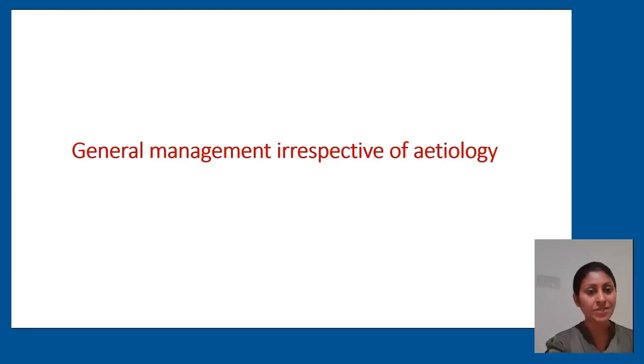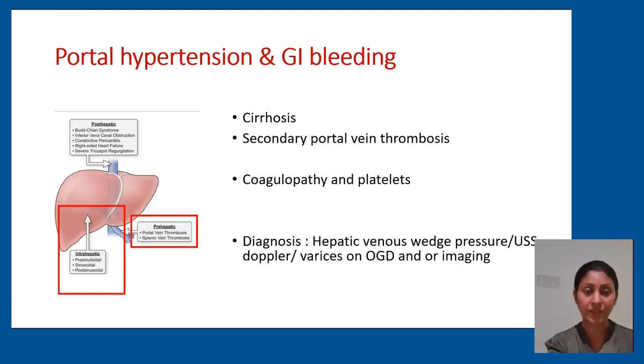So let's now look at the general management, irrespective of the etiology. What would we do irrespective of the fact that we find the etiology or not for a child with chronic liver disease? I thought I would discuss portal hypertension and GI bleeding first because that's very important and commonly encountered in day-to-day practice. So the type of portal hypertension I talk here is the hepatic type or the cirrhotic type of portal hypertension. And it's very common that they present with acute GI bleeding.